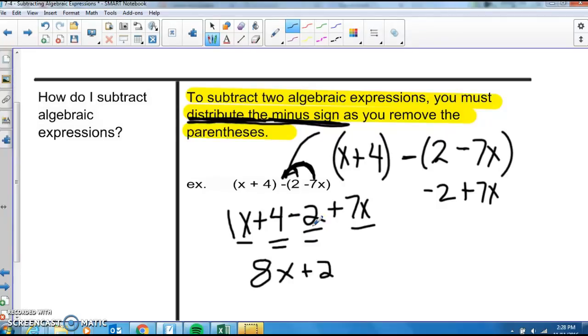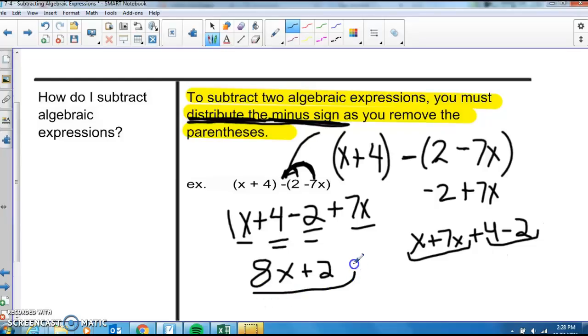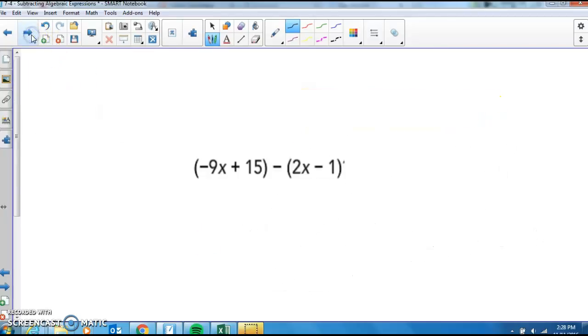Now, one of the steps on Friday we talked about is regrouping. I told you I don't really do that. But if I was to regroup these, I would regroup it so that x plus 7x are together, and then my plus 4 and my minus 2 are together. That way I have these like terms together, and I have these terms together. So x plus 7x is 8x, 4 minus 2 is 2, so this right here is my answer. Simple enough? All right, let's go on to the next one.